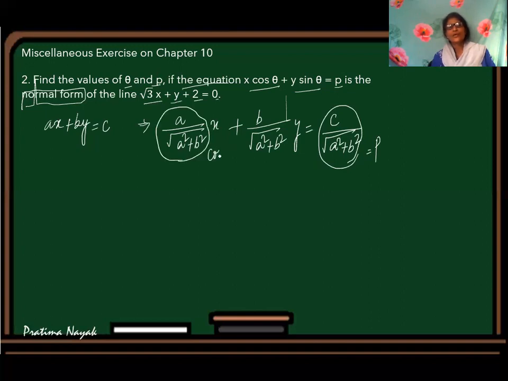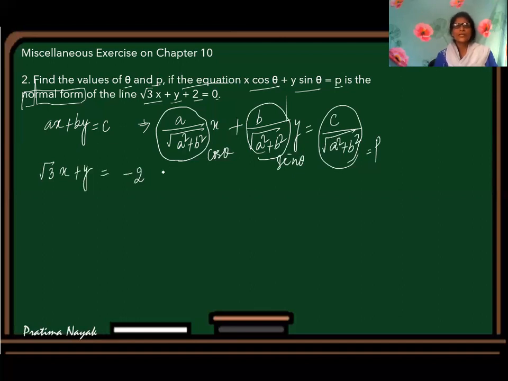The coefficient of x will be cos theta and the coefficient of y will be sin theta. So we have to identify what a, b, c are here. Root 3x plus y is equal to minus 2. But you cannot make c negative because this is a perpendicular distance. So I'll make it negative: minus root 3x minus y is equal to 2. Sorry, it is not minus 2y, it will be only y.